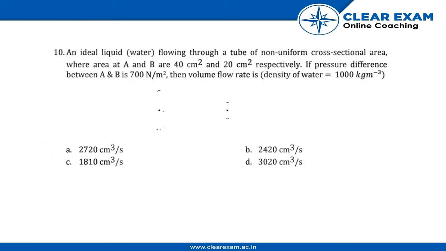And then further in the question, it is said that if the pressure difference between A and B is 700 Newton per meter square, then the volume flow rate is. Then we have to find the volume flow rate.